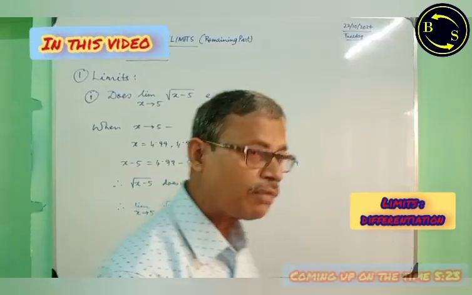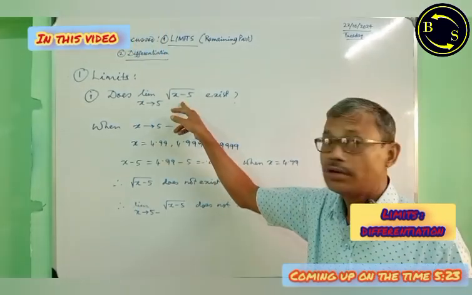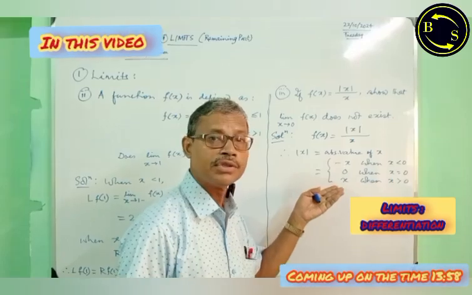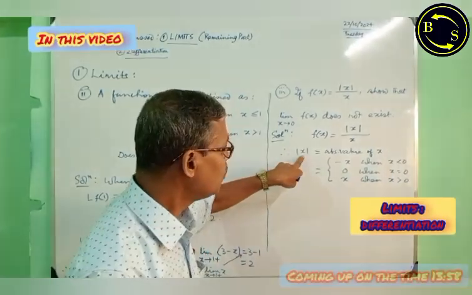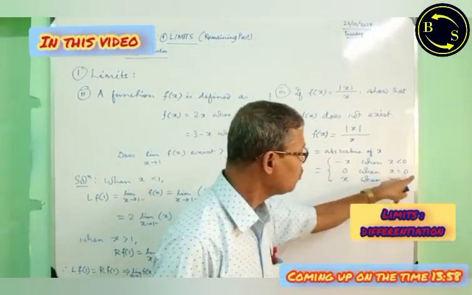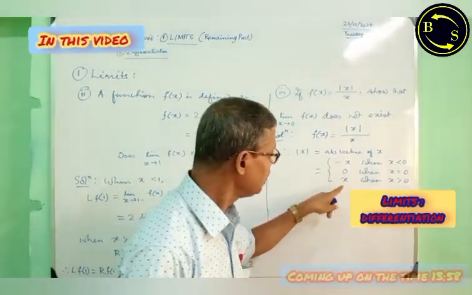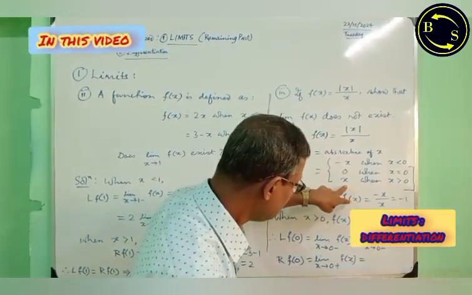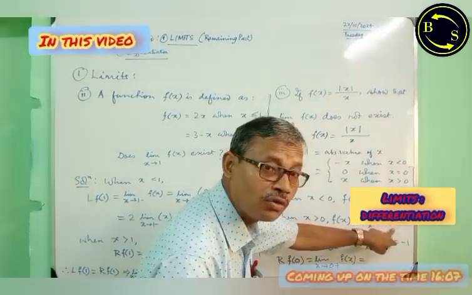This is the case of left hand limit. We find left hand limit for root over x minus 5 does not exist. Here I have given the definition or value of modulus of x. When x is negative, value will be minus x. When x is 0, value will be 0. And when x is positive, value will be x. And for x positive, value of fx is this one, and already we have calculated value will be finally 1 for fx.